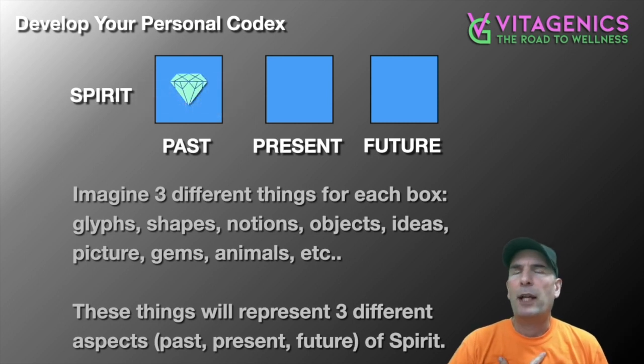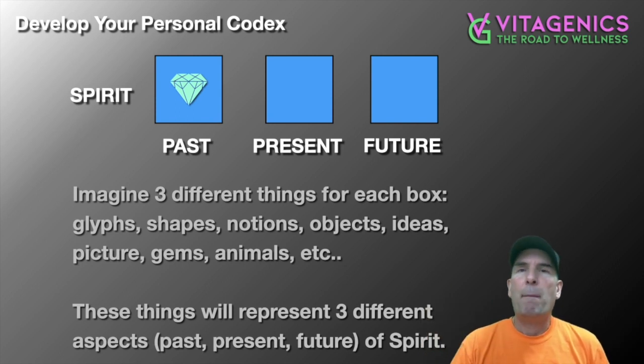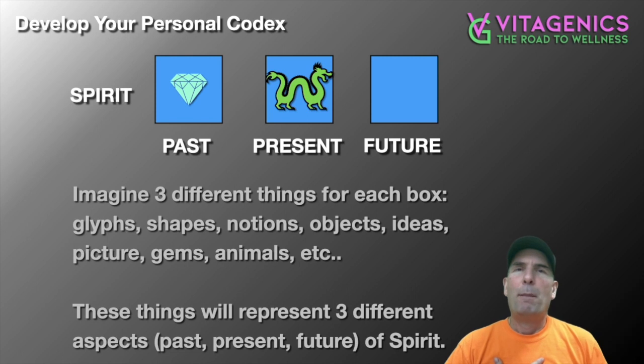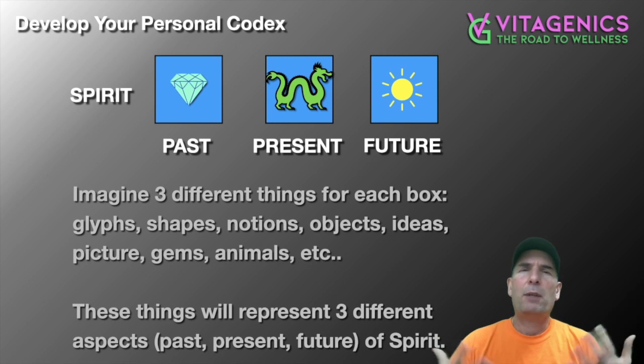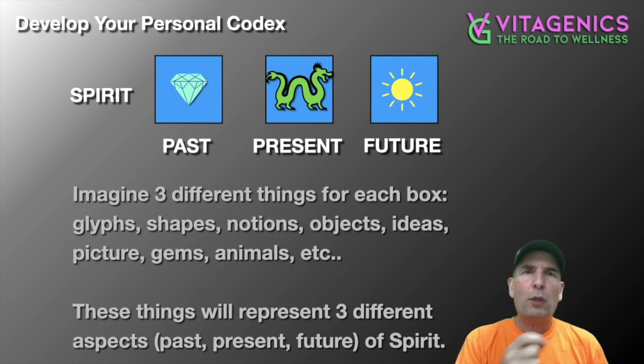Okay, so for example, for me, I got the idea of an aquamarine gem to represent the spirit of my past, and a dragon to represent my current spirit, and maybe pure light or infinity or something to represent my future spirit. And so I'll do these images, and it works really well if you're more creative and you can draw these things out. I'm a little bit limited in doing a presentation here. I'm just choosing convenient images to give you an example.